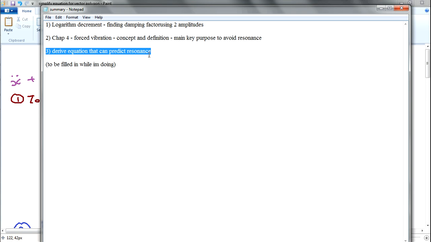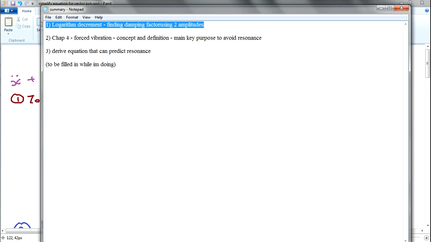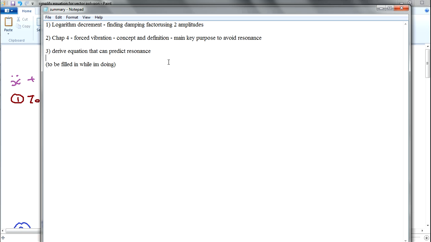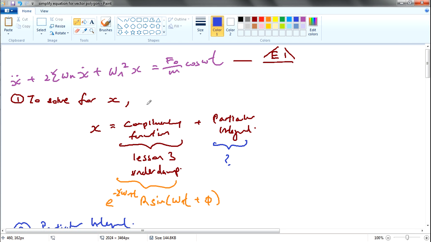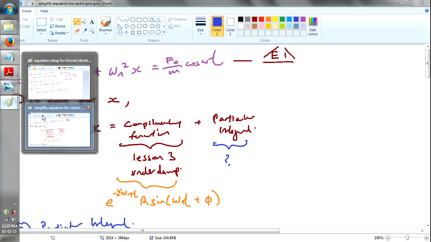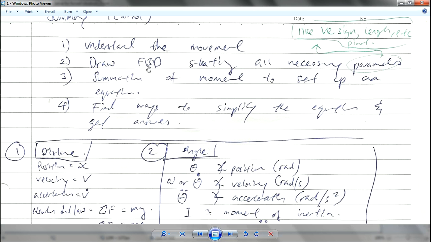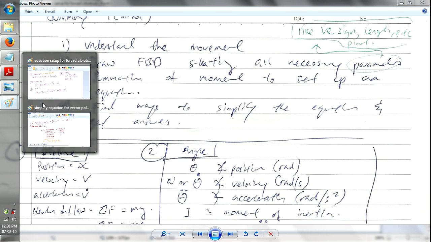Give you a recap. In the first part we actually did logarithmic decrement, if you remember, and then we started to give definitions and derive the equations. Now we have to derive a meaning to predict a resonance, whether it is big or not, and stuff like that. Then we use the typical solving method. We understand the movement, we draw our FBD, set up the equation, simplify, and then we have to find ways to further simplify the equations.